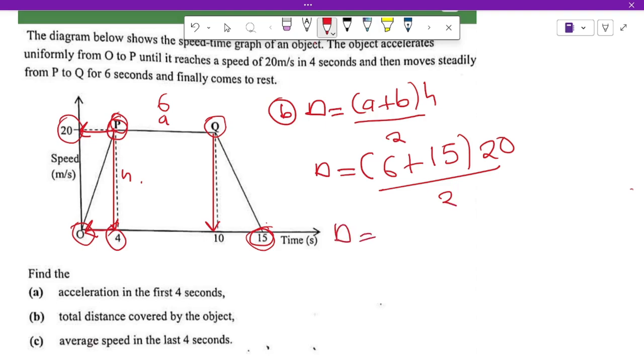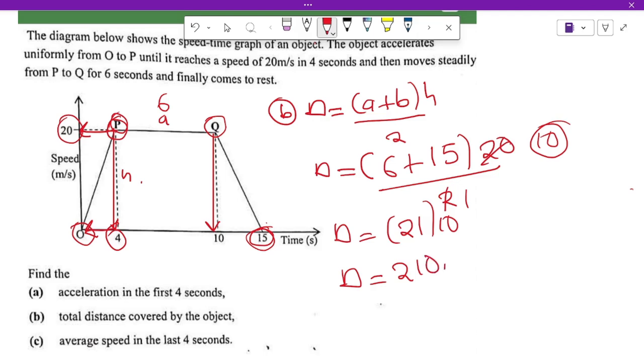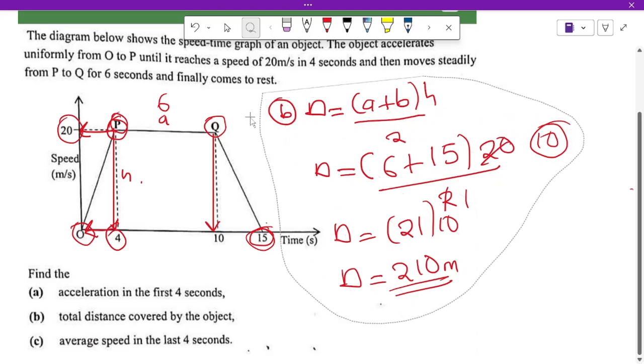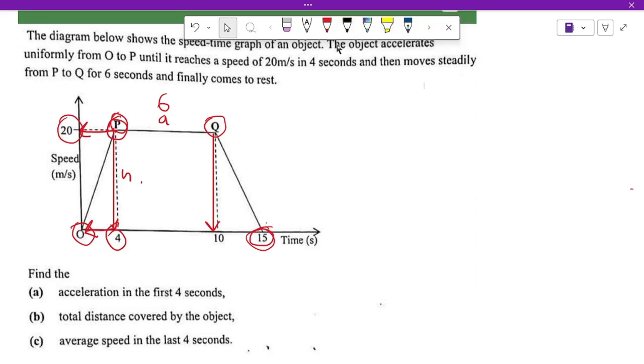So distance will be equal to, we can say 2 there, 1, 2 there, 10. 6 plus 15 there will give you 21, times the 10 which remained up here. So the distance for this particular journey was 210 what? Meters. And you're done. Okay, we go to the last one. Find the average speed. Average speed for what? Saying average speed in the last 4 seconds.